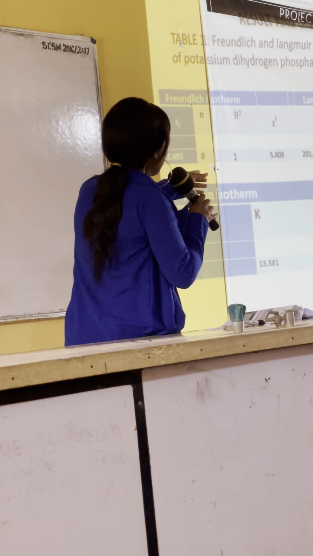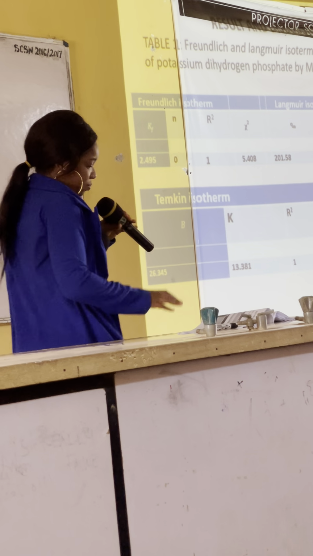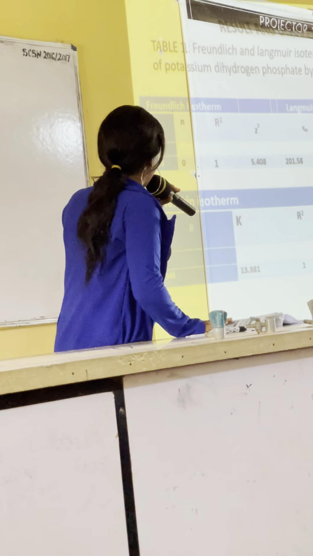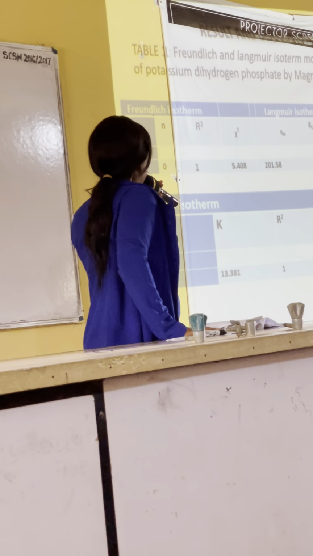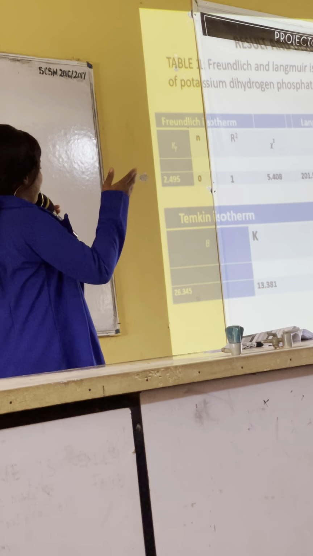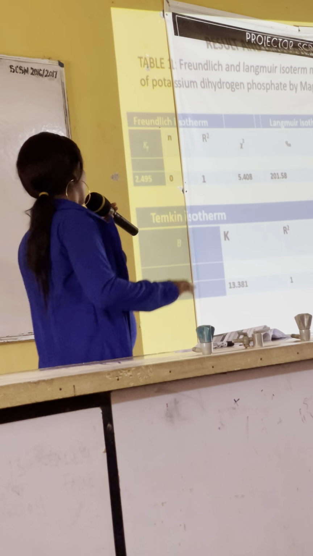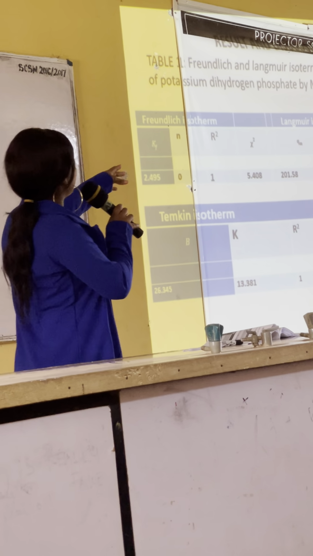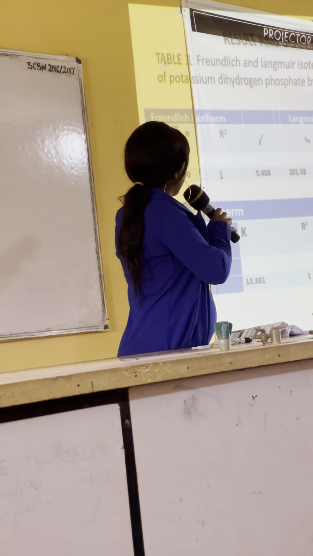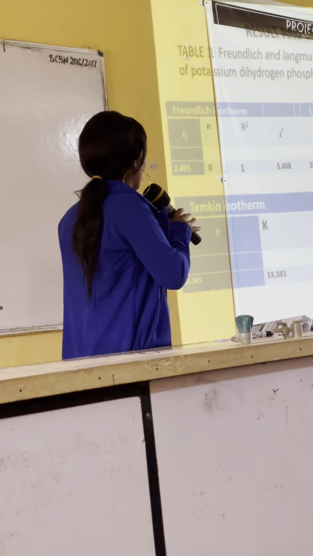We can also know if this adsorption follows a chemical process, a physical process, or a linear process by looking at the value of n, which is the intensity parameter. If the value of n is equal to 1, then it follows a linear process. If the value of n is less than 1, then it's a chemical process. If the value of n is greater than 1, then it's a physical process. We see that the value of n here is less than 1. That is, this adsorption follows a chemical process.